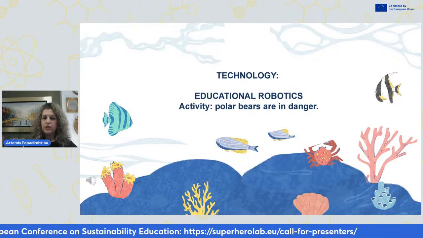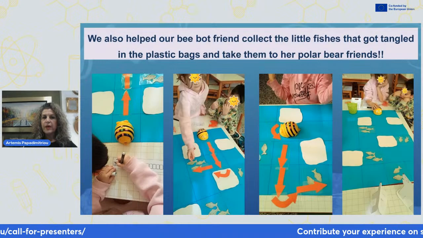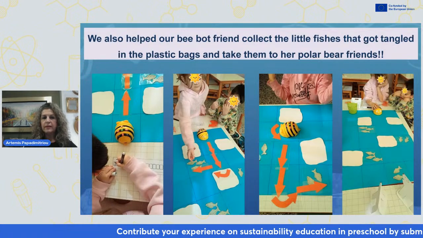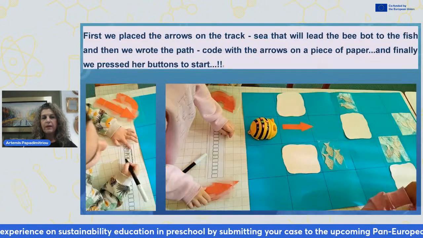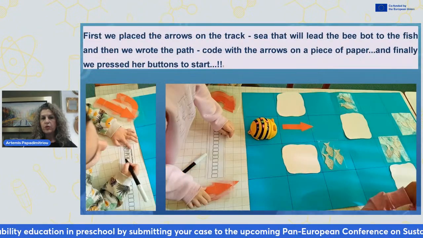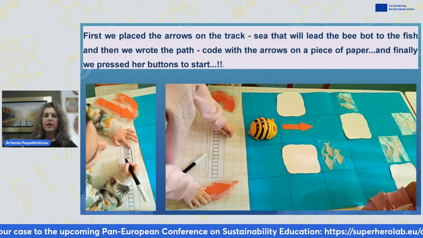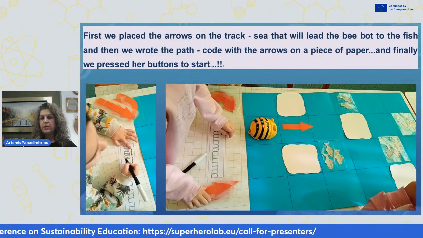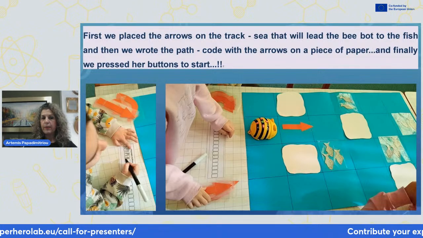Technology, educational robotics. Activity, polar bears are in danger. We also helped our Bee-Bot friend collect the little fishes that got tangled in the plastic bag and take them to her polar bear friends. First, we placed the arrows on a track that will lead to the fish, and then we wrote the path code with the arrows on a piece of paper, and finally we pressed the green button to start.